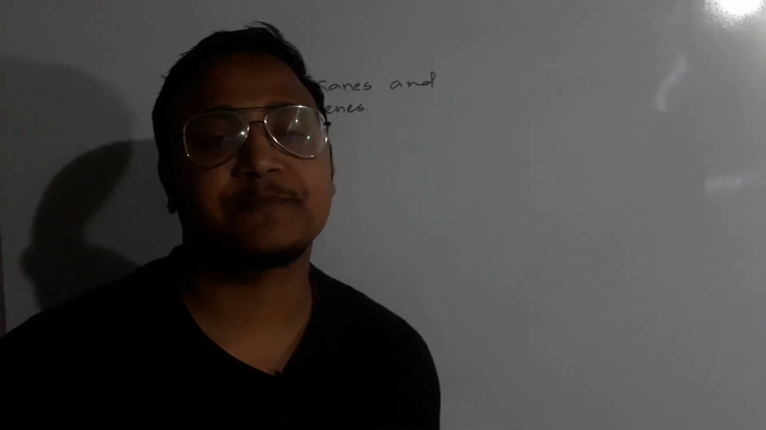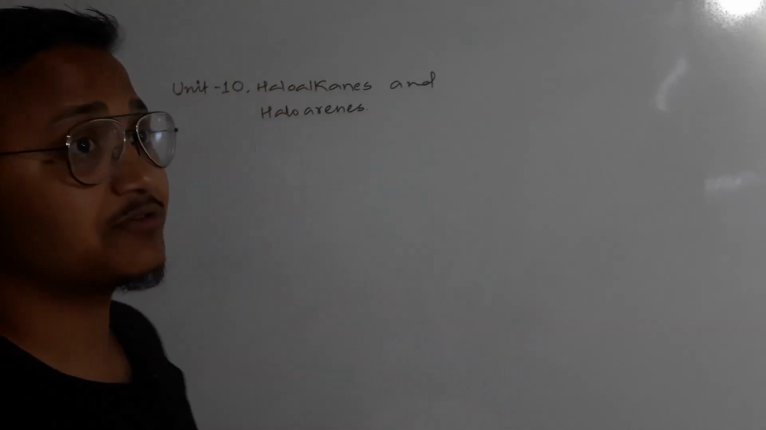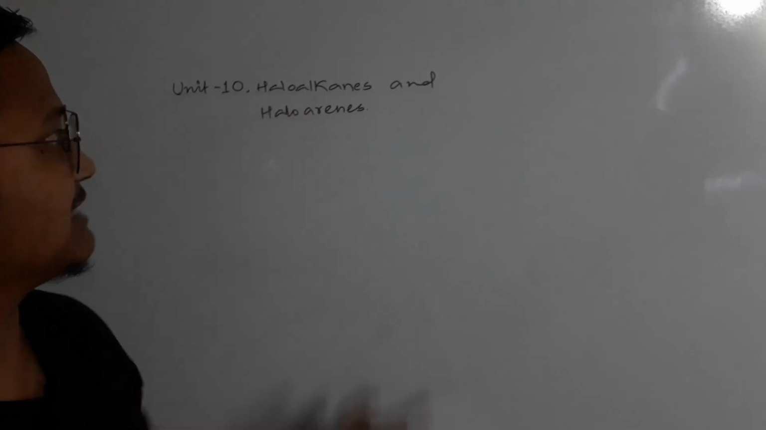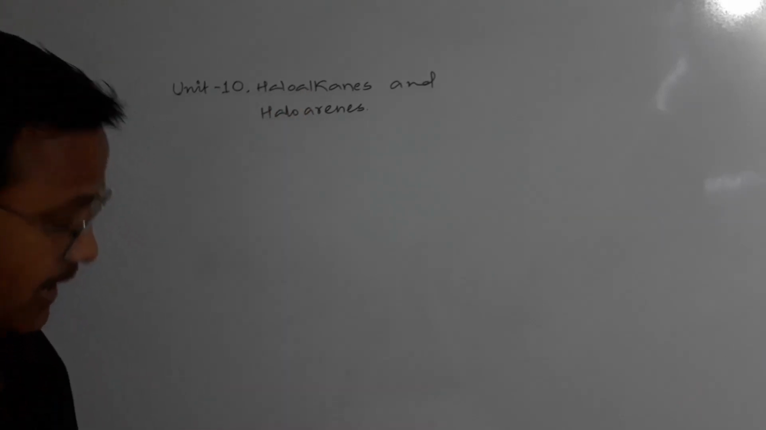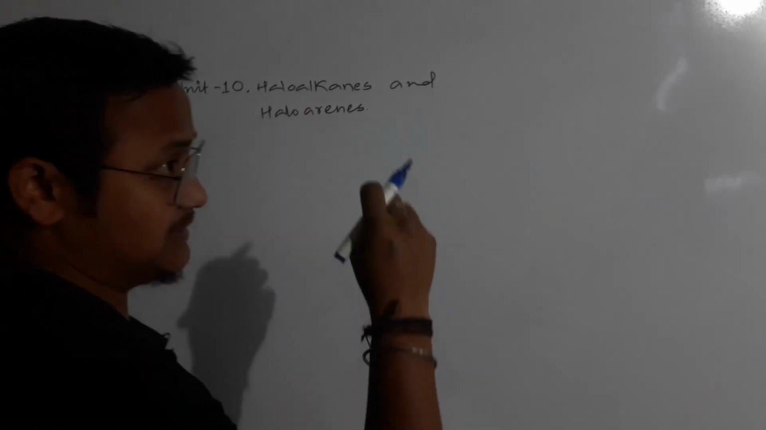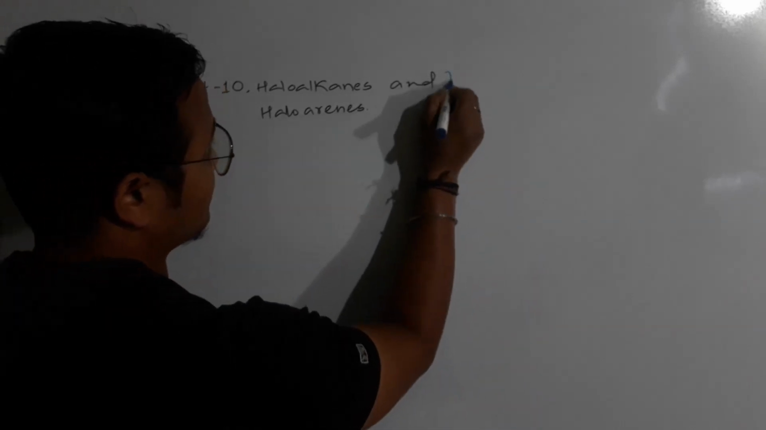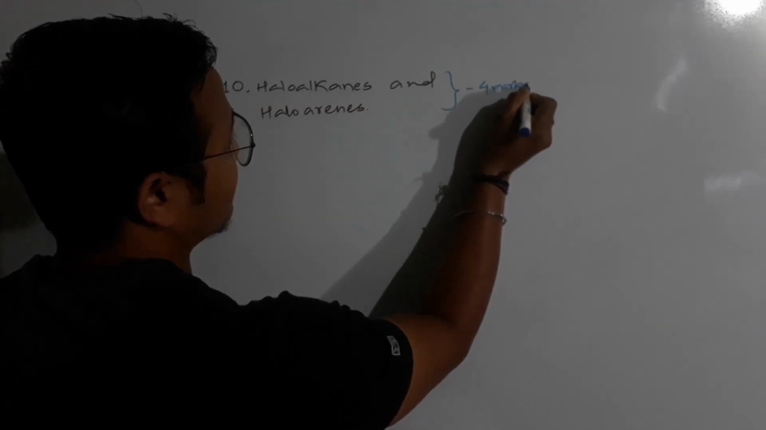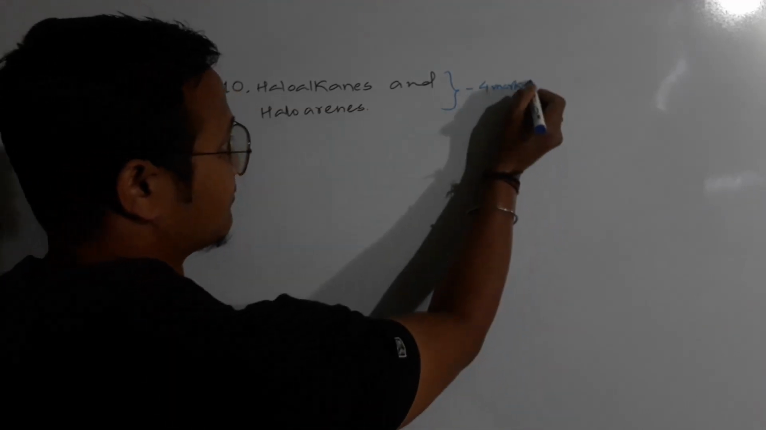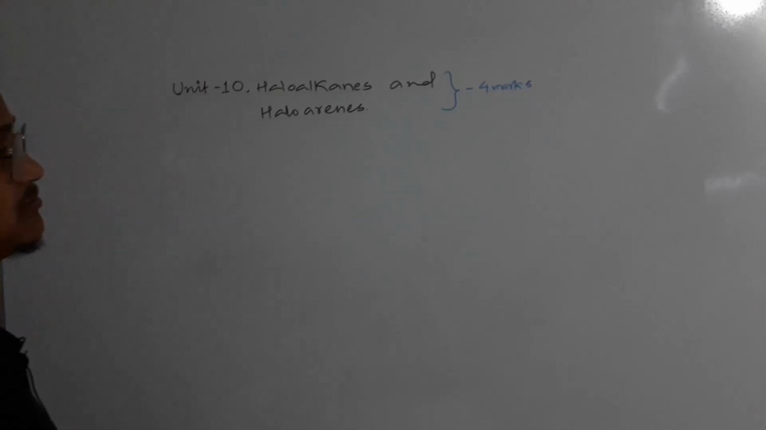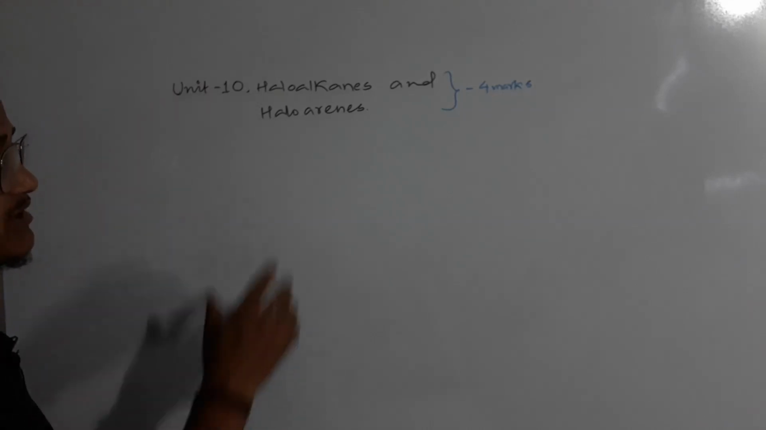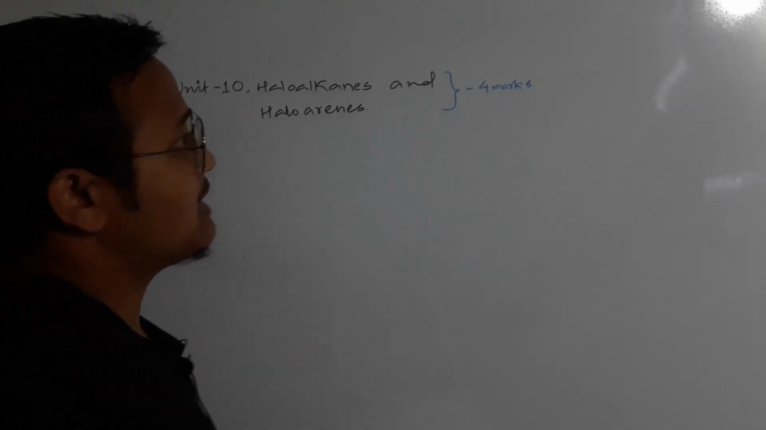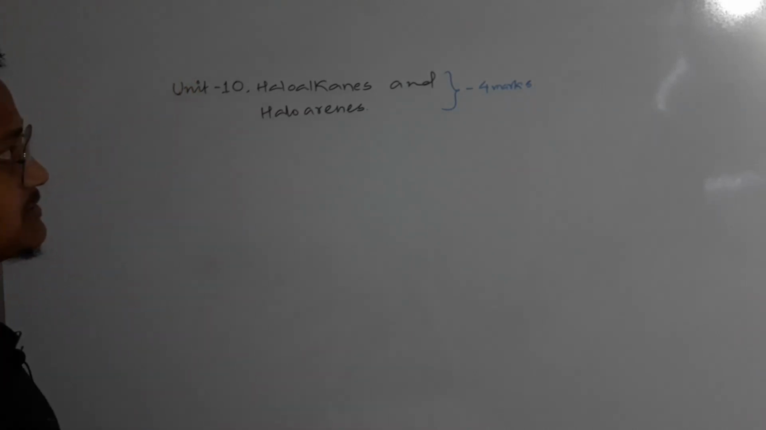Good morning, students. In this video, I am going to discuss a unit from HS second year chemistry, and that is haloalkanes and haloarenes. If you look at the exam prospects, this particular unit will contain 4 marks. This is the first class of this unit, and we will cover only one or two topics today, then the rest we will progress in the coming days.